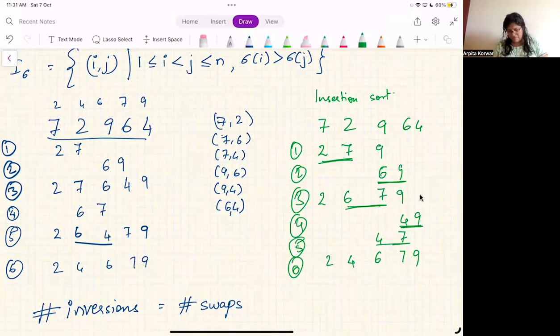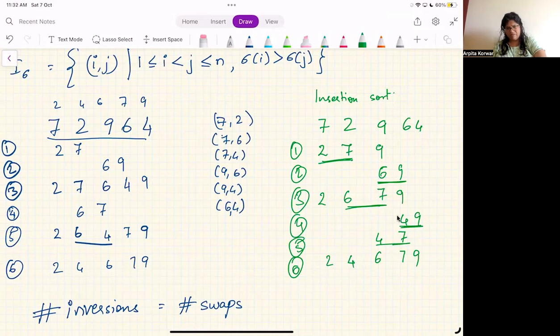Because what are we doing? We are swapping two numbers, we are putting them right, and once we put them right, then we won't go back. Once you do this with 2 and 7, you'll never come under the situation where 7 comes before 2 again. That is one thing. And another is, it does not affect the other swaps, other inversions in the array.